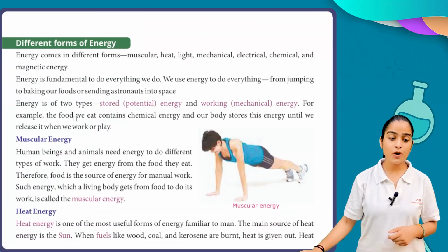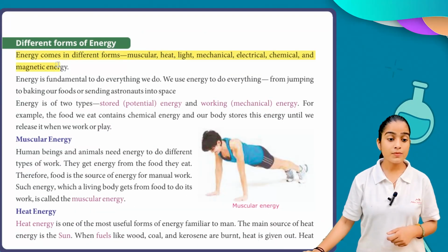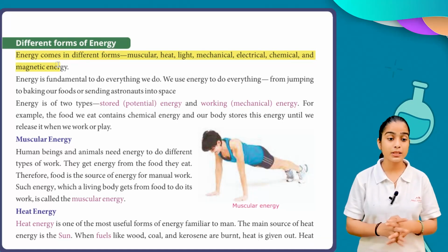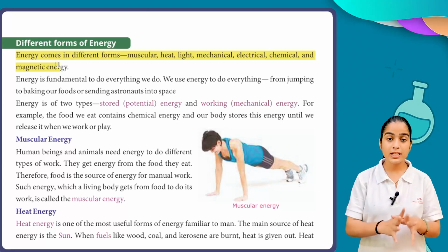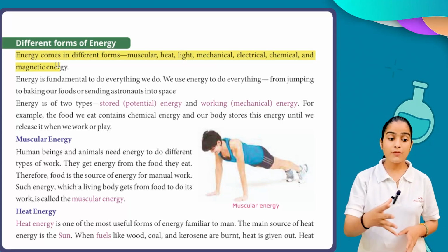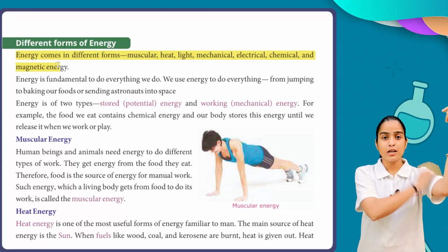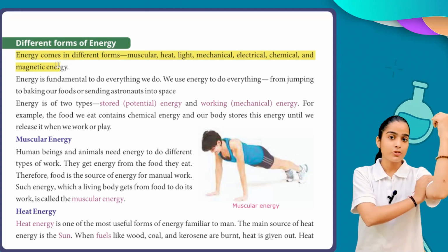Next, different forms of energy. Energy comes in different forms: muscular, heat, light, mechanical, electrical, chemical, and magnetic energy. These are the types we have for energy. Here we are talking about muscular energy. These are the muscles, and this is called your muscular energy.